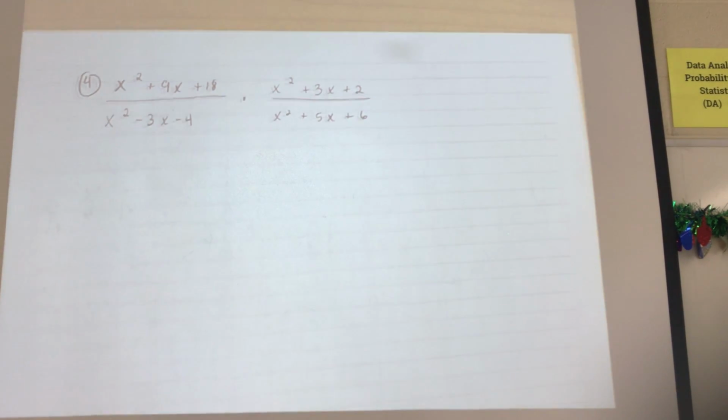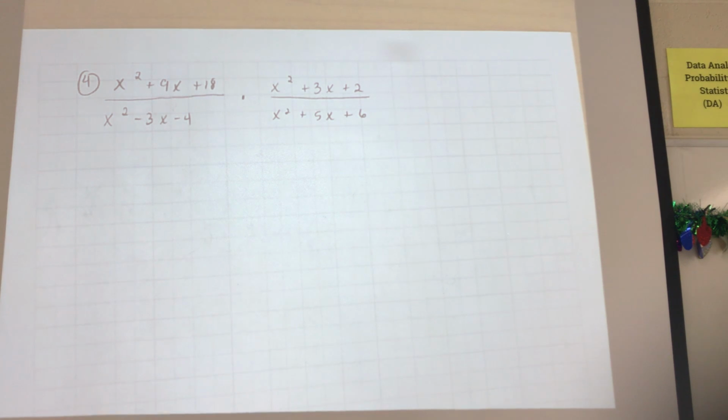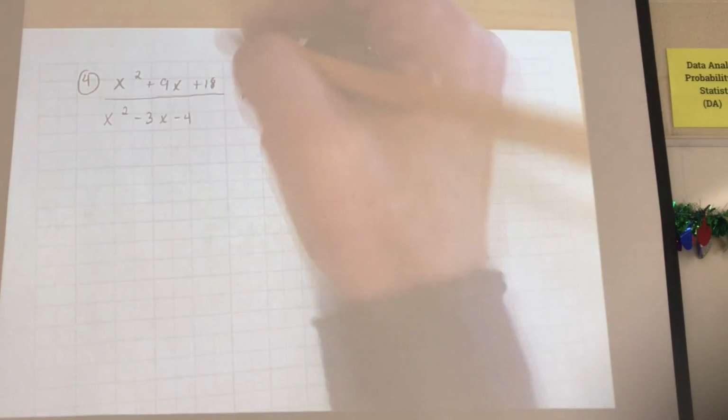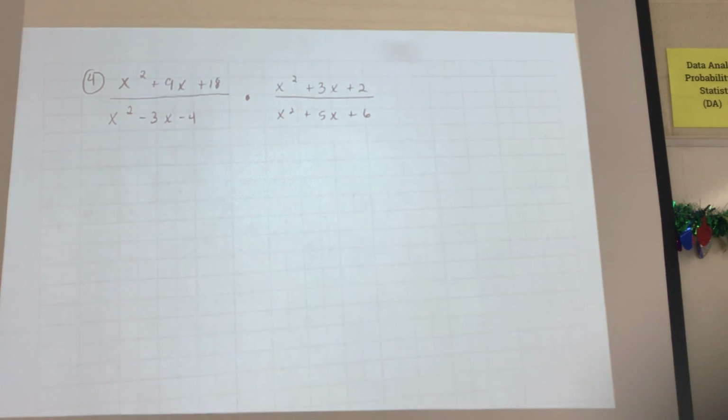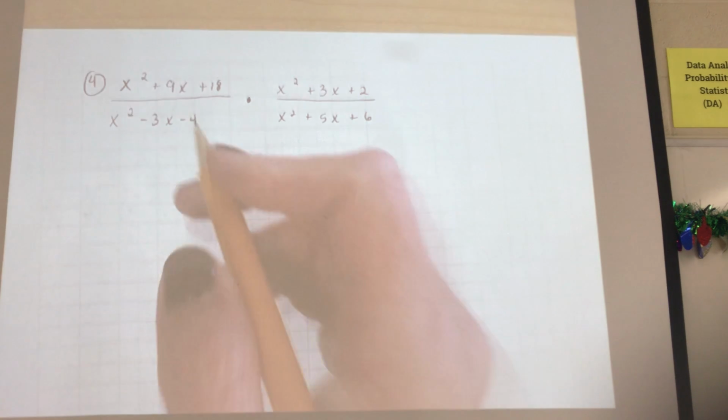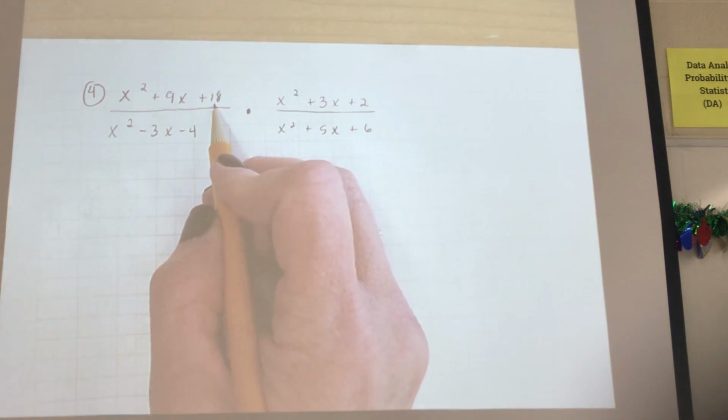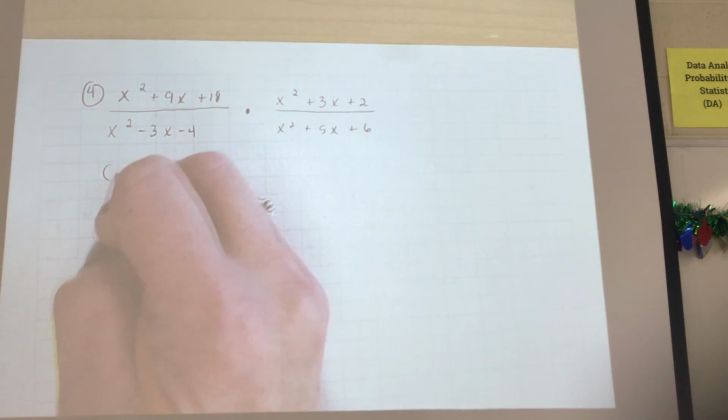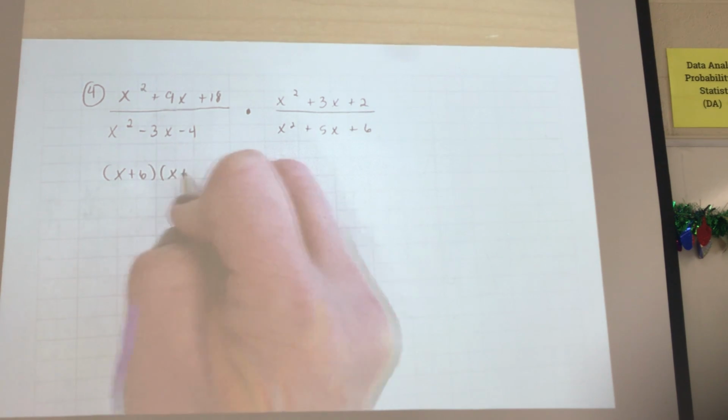In the problems that we just looked at, we actually multiplied across using the rules for exponents to simplify. Now, this is a different situation here because now we're looking at polynomials rather than monomials. I have trinomials here. You don't want to actually multiply this stuff out. It's just going to turn into a big mess. We're looking to simplify the situation. So what we're going to do here is we're going to factor anything that we can possibly factor. So I'm looking at the numerator and I'm asking myself what multiplies to 18 and adds to 9. So that will be a 6 and a 3.